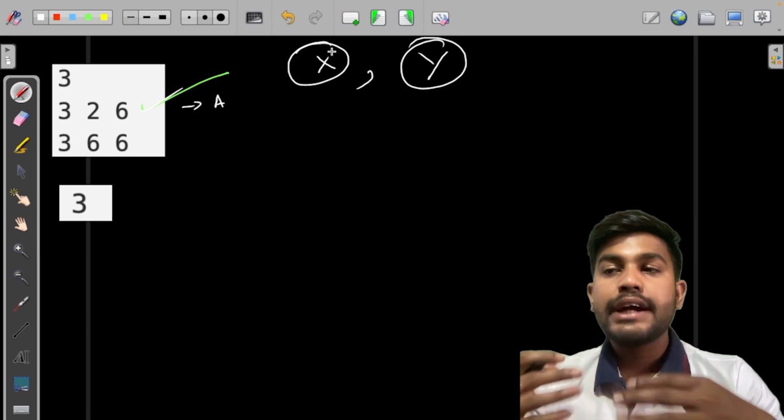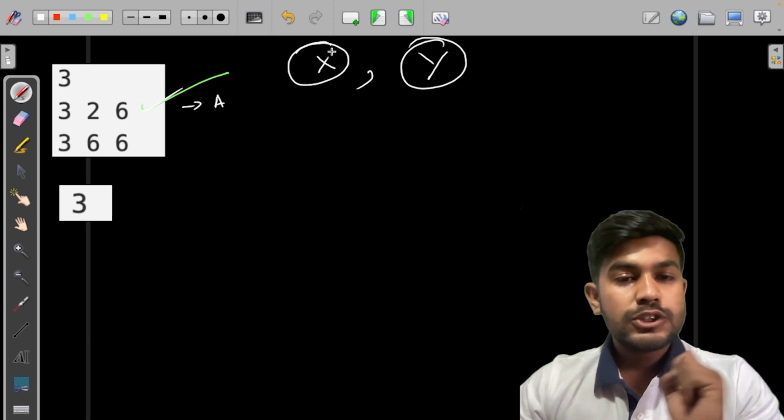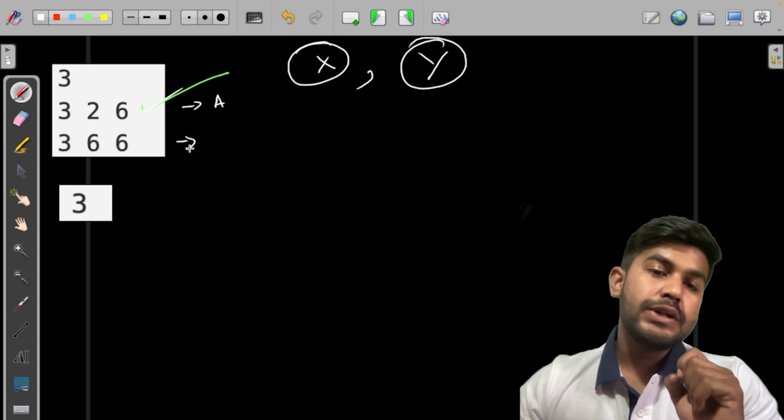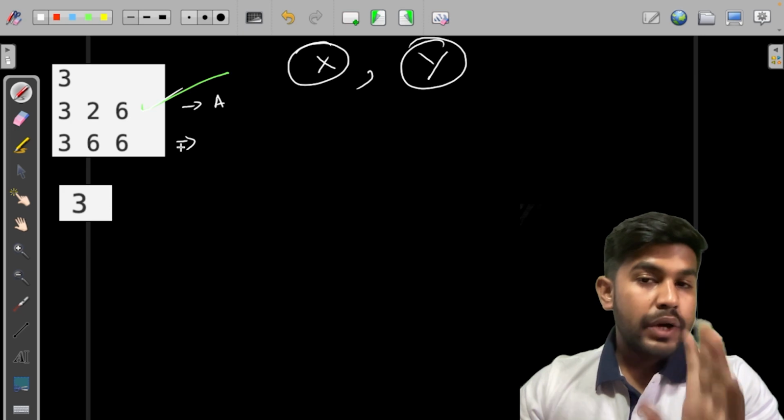Why? Because we need to make it more than or equal to. To make more than or equal to, we need to take out that. So the next thing we need to do is make the maximum value of C equal to B.